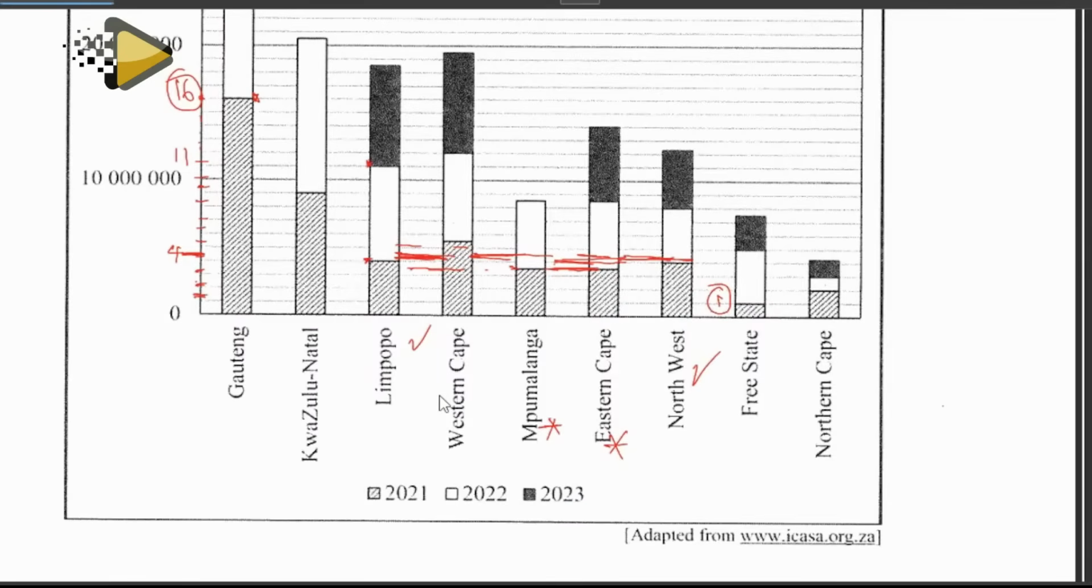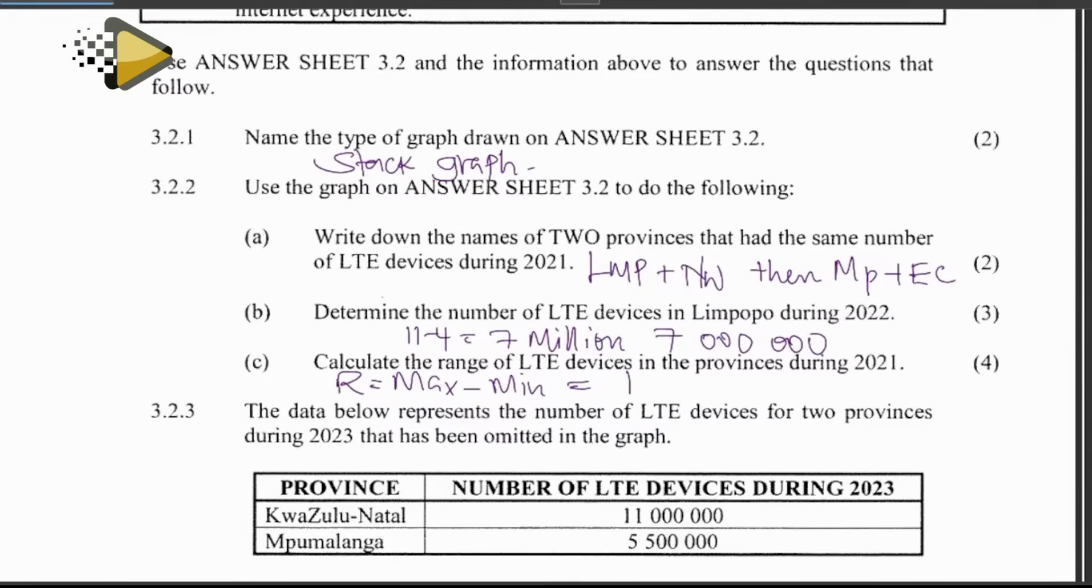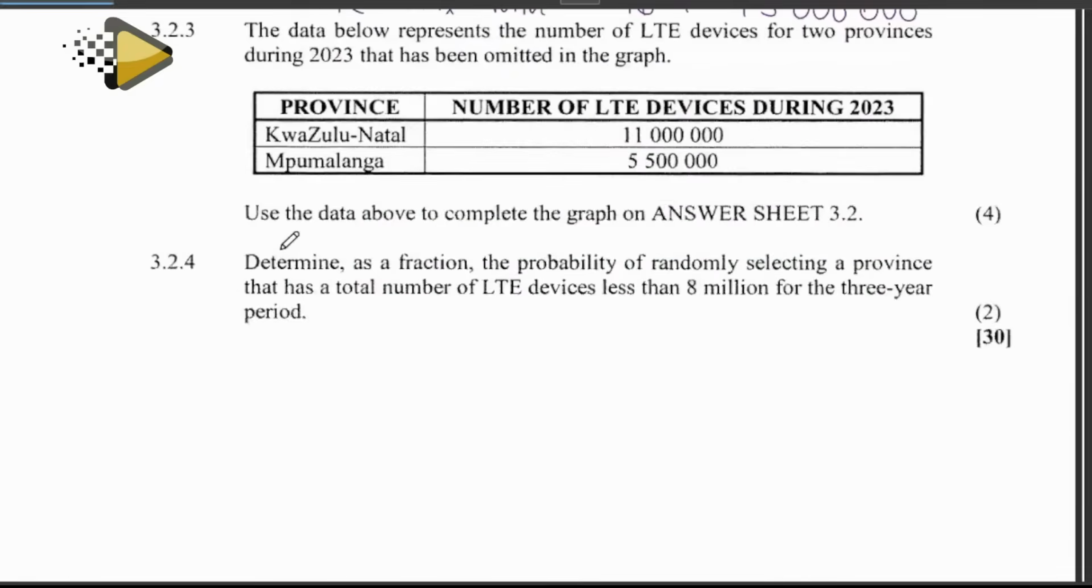So in the first line, we shall go there and say 16 minus 1, and the answer becomes 15. But remember, they are millions. Okay. The data below represents the number of LTE devices for two provinces during 2023. That has been omitted in the graph. We have 11 million and 5.5 million. Use the above to complete the graph.